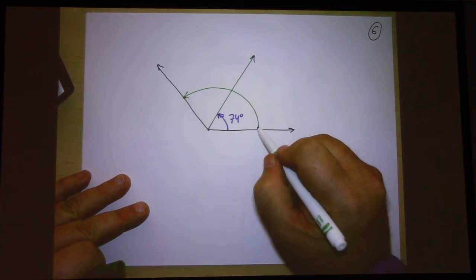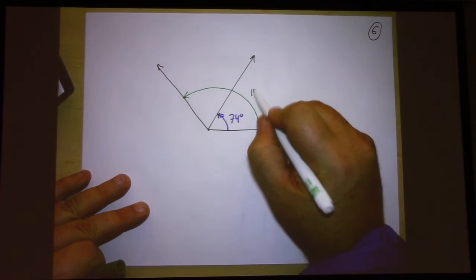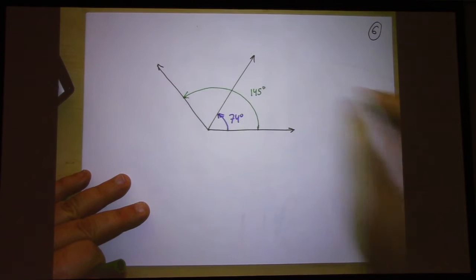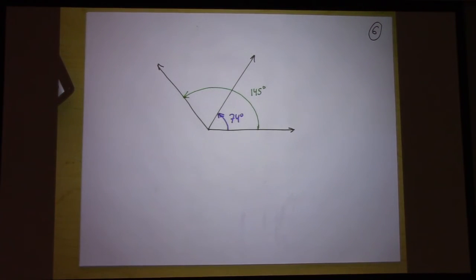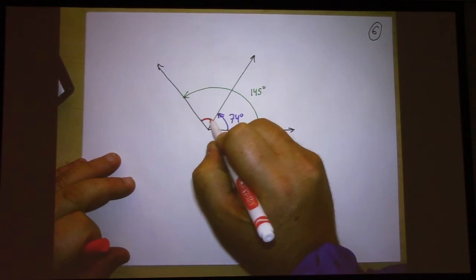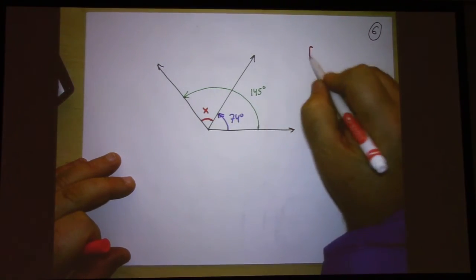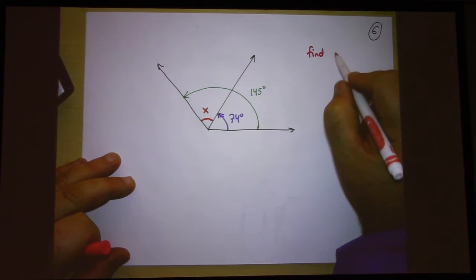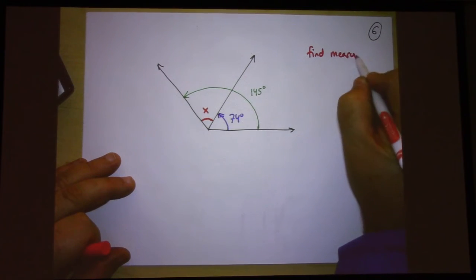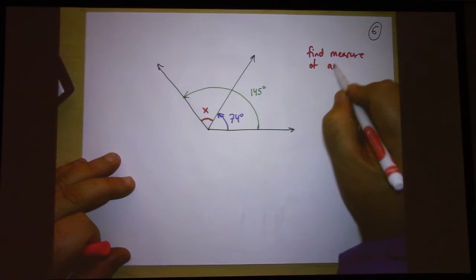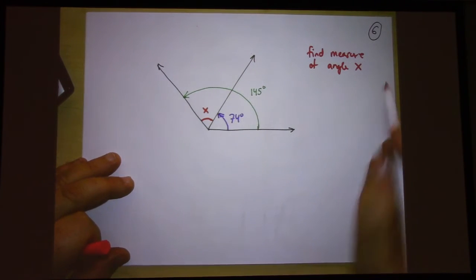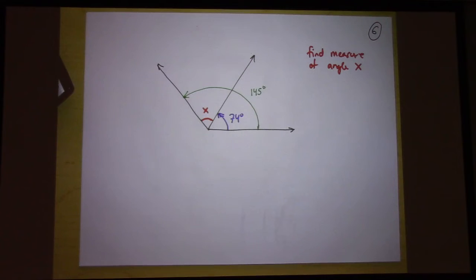And let's see here, while we're on the topic of angles, can you guys tell me which one of these angles is acute and which one of these angles is obtuse? Right. So find x. Measure of angle x. All right. This is my example 5.